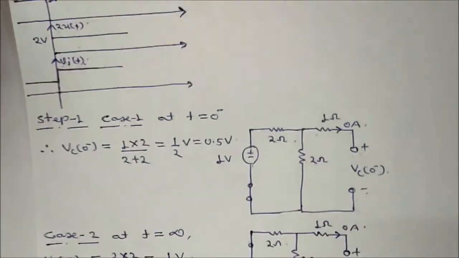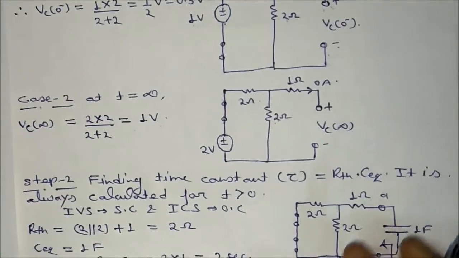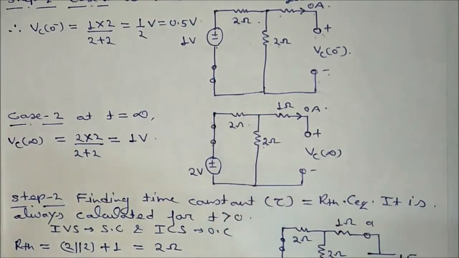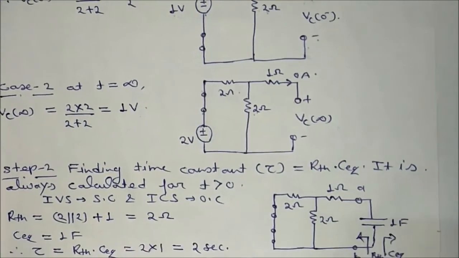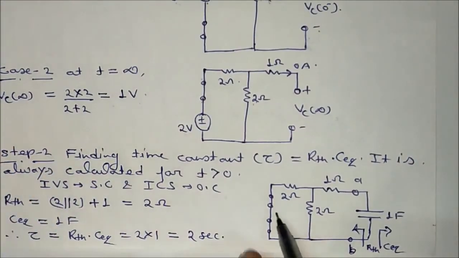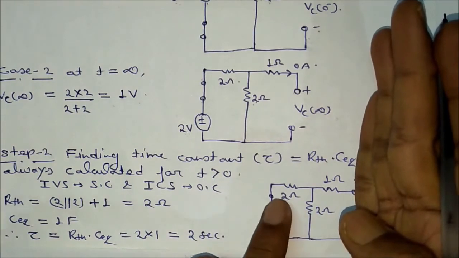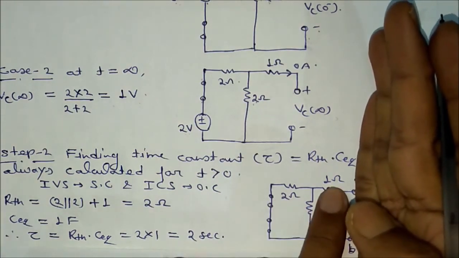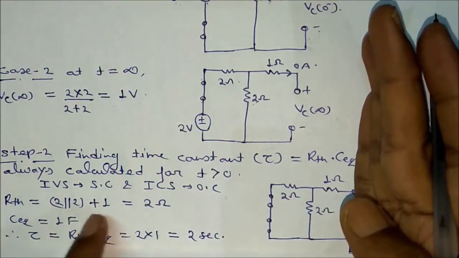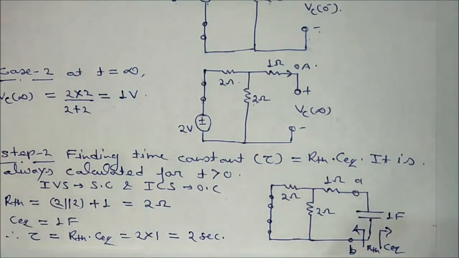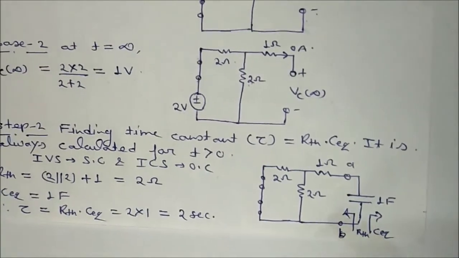Now the time constant is always calculated for t greater than 0, and this circuit represents t greater than 0. But all the independent voltage sources will be short circuited. So we have drawn this circuit. RTH across this terminal will be 2 in parallel with 2, plus 1, that is equal to 2 ohm. C equivalent is 1 farad. So the time constant will be 2 seconds.